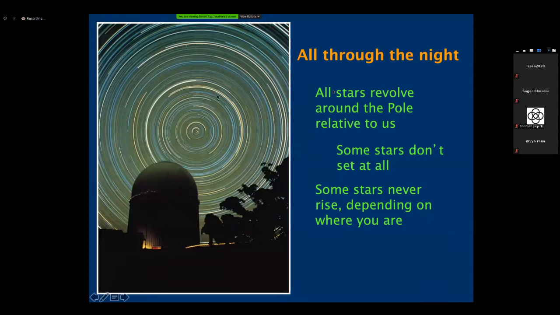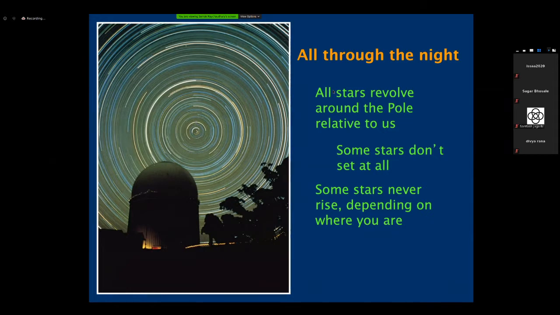And you can see that stars that are a certain angle above the horizon will never rise or set. They will go round and round and round. They're called circumpolar. And there are certain stars that will rise and certain stars that will set, right, in the night.